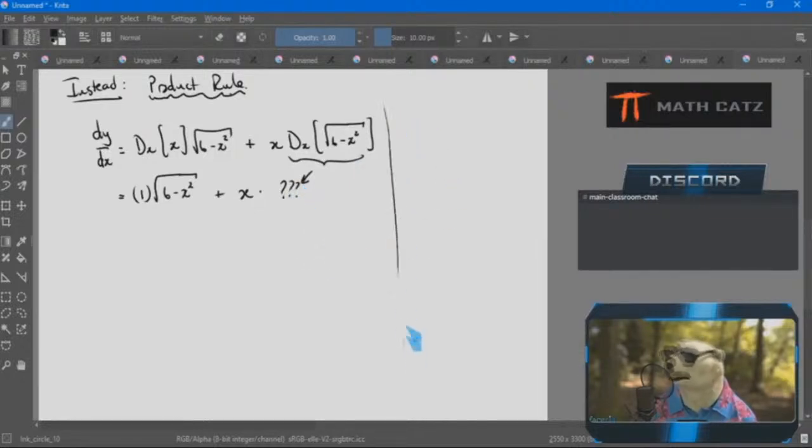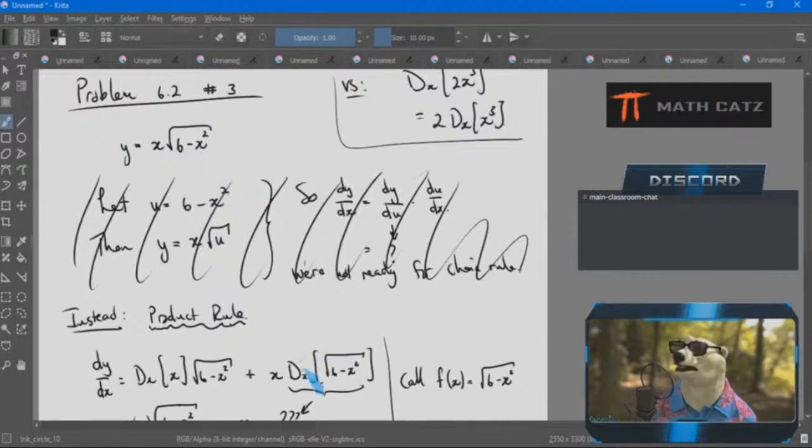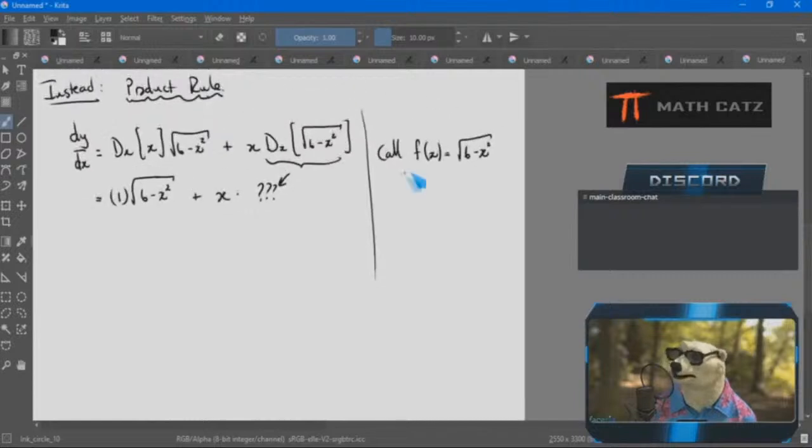Maybe I want to do this on the side. Let's call this something else. Let's call it f of x equal to the root of 6 minus x squared. Maybe I'm not ready to do it in one go, nor should you be at this stage, I think. So I need to go do it on the side. That means I need to rename just this portion. It's not the original function. I can't call it y. Right? Y was x times the root. I'm just interested in the root. So I call it something else. Call it whatever you want. Don't call it y.